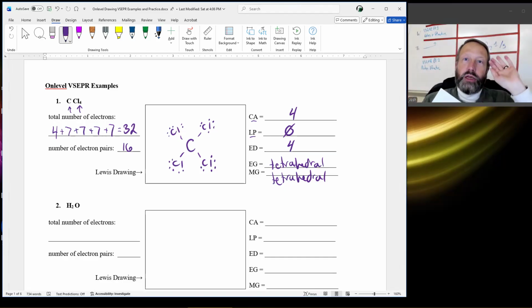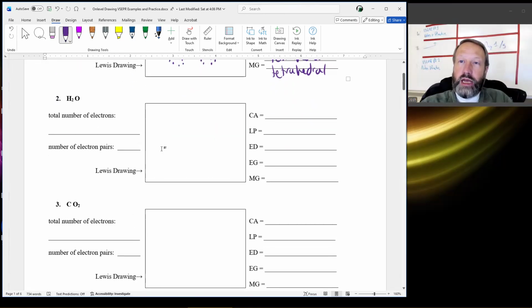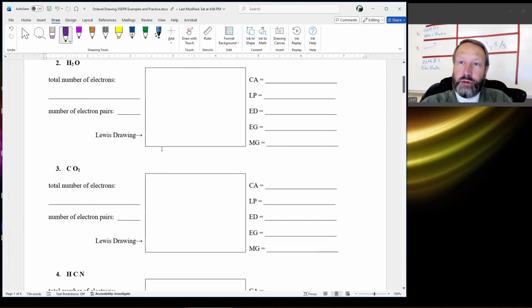It doesn't have to. Your sketch needs to be good enough to get your Ca, Lp, and Ed so you can get your Eg and Mg. That's all your sketch needs to do. So not that difficult going on there. Okay, let's scroll a little more here.